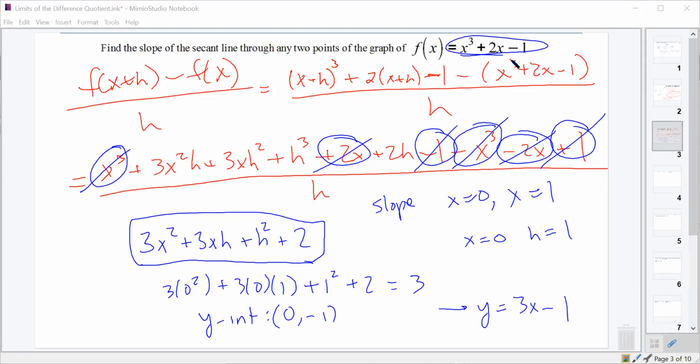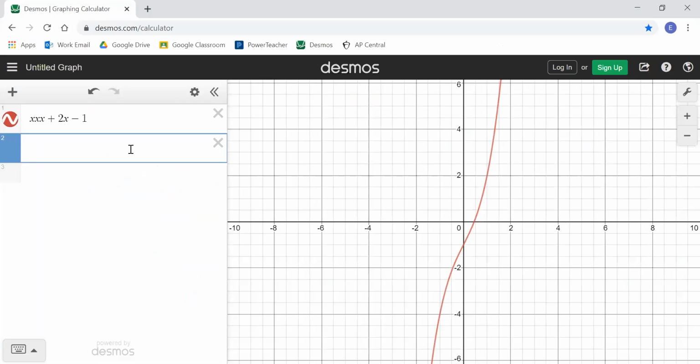So if we go in here and take a look at that graph and draw this graph of 3x minus 1, we'll see that it goes through the point at 0, -1, and it goes through the point at 1, 2. And the slope between those 2 points was clearly 3 because it went through those 2 points.